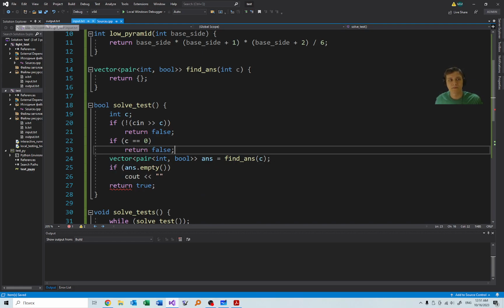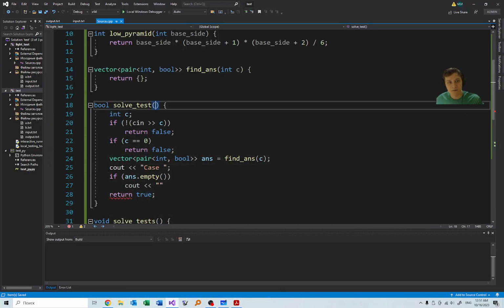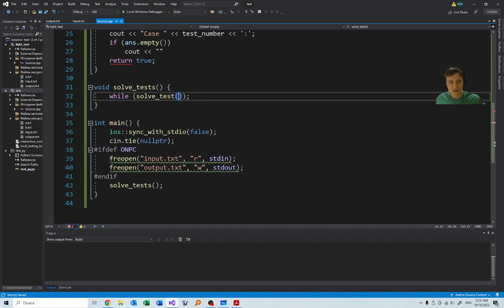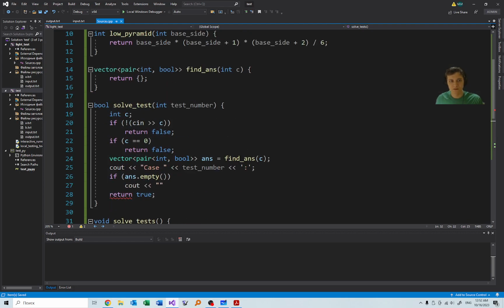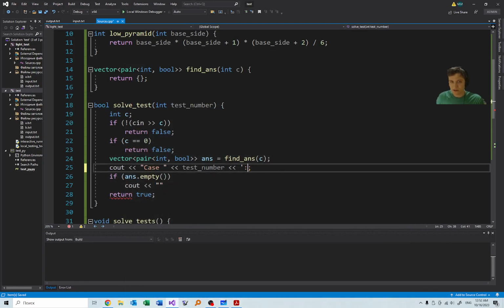false here. So if ans, we actually always print case something, and we need here the test number. So we'll put this in the arguments. And here we will put the number of the test, but since it is not known, we will initialize it with 0. Great. Let's continue. Then I need to print a space, which I can do here.